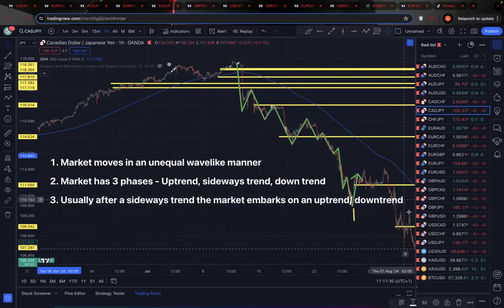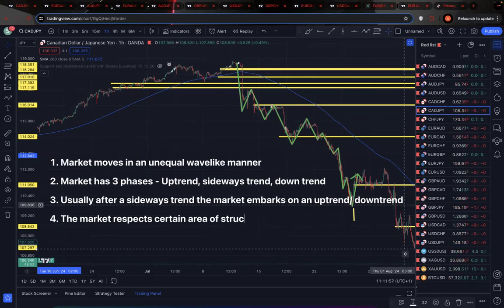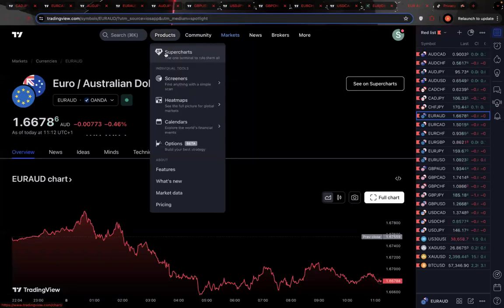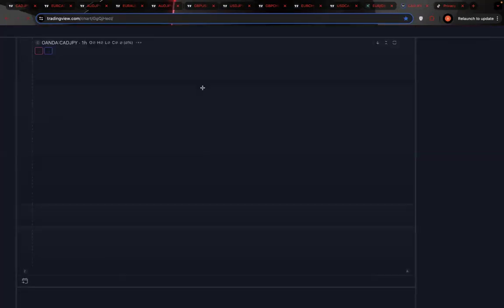All right. Then also, the market respects certain areas of structure. So when I say the market respects certain areas of structure, I basically mean, let me show you. I'm going to show you something now.